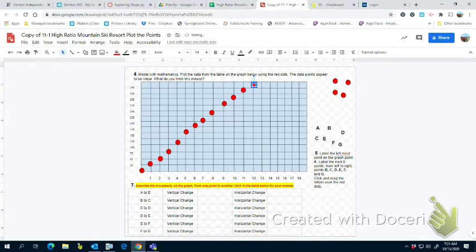Now, number 5 talks about, hey, label the leftmost point A, and then after that, go from there. So we're going to grab A, and we're just going to drop it right over the first letter. And we're going to take B, and we're going to drop it right under B. Same thing with C. And every time, we're just labeling the points from A to B.